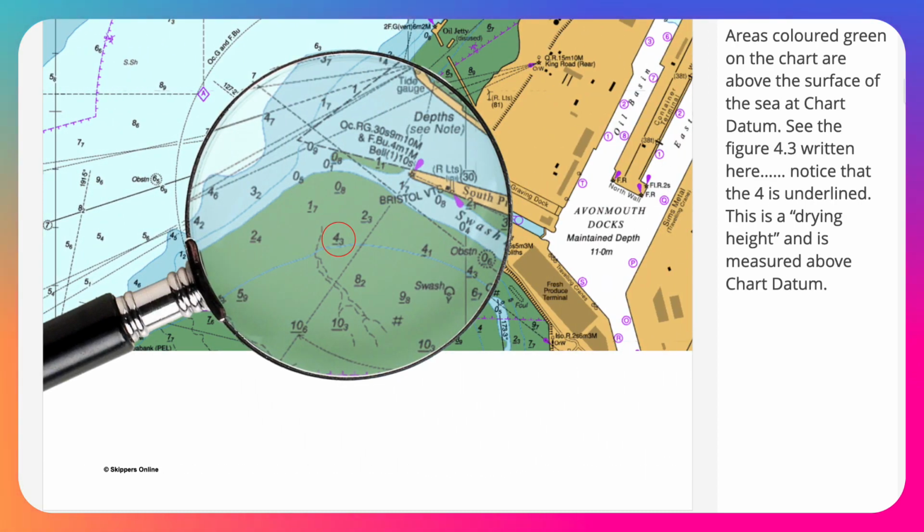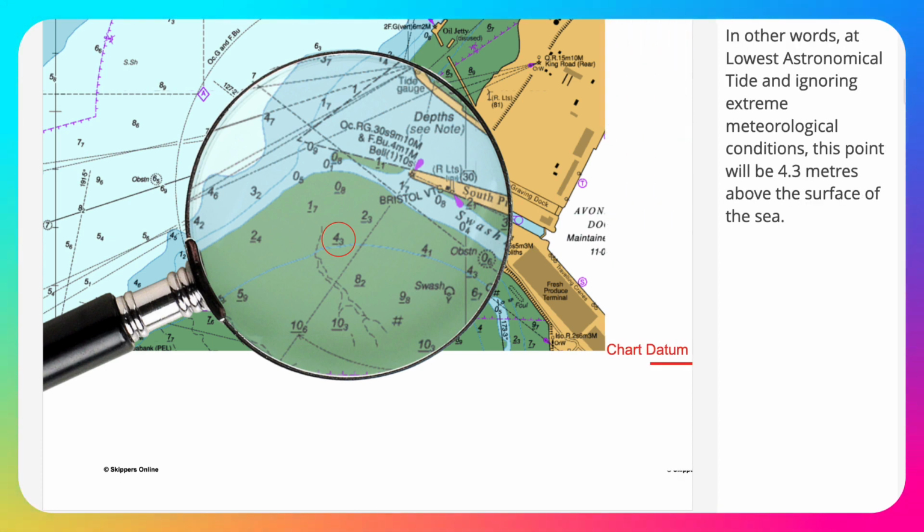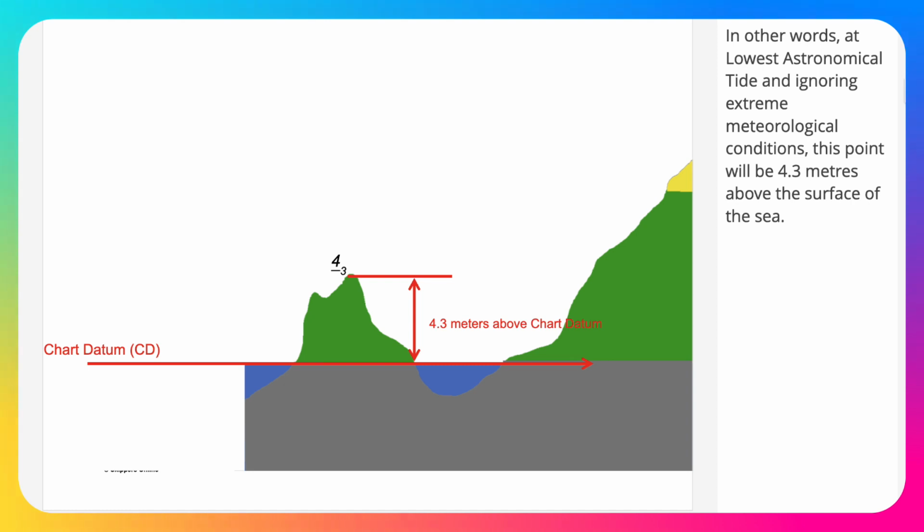Areas coloured green on the chart are above the surface of the sea at chart datum. See the figure 4.3 written here. Notice that the 4 is underlined. This is a drying height and is measured above chart datum. In other words, at lowest astronomical tide and ignoring extreme meteorological conditions, this point will be 4.3 meters above the surface of the sea.